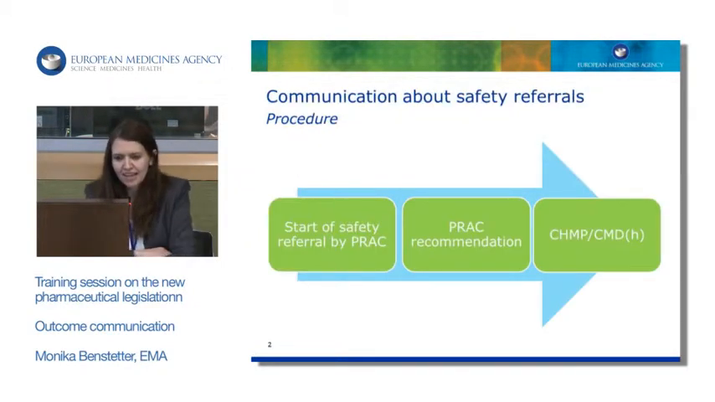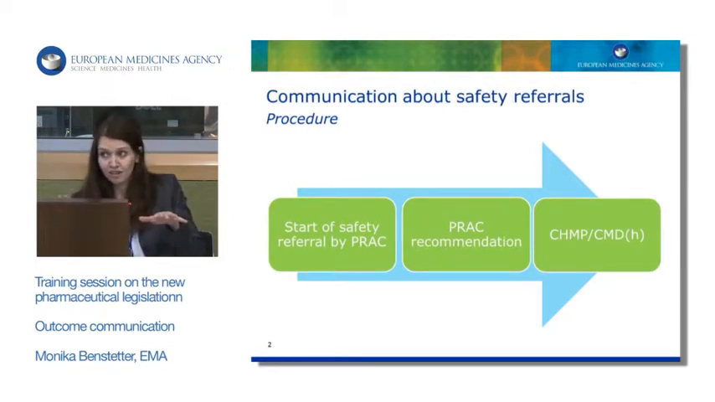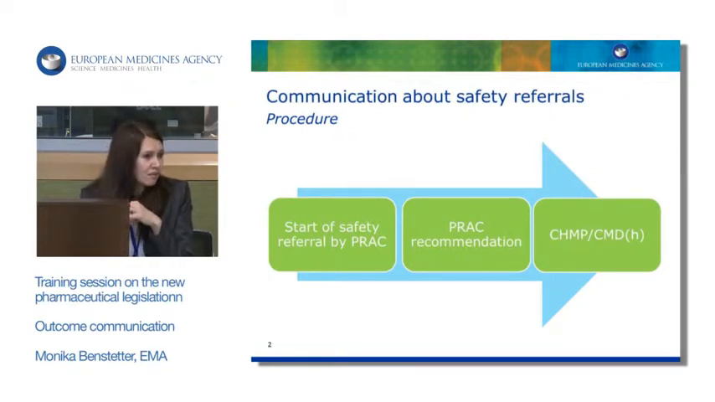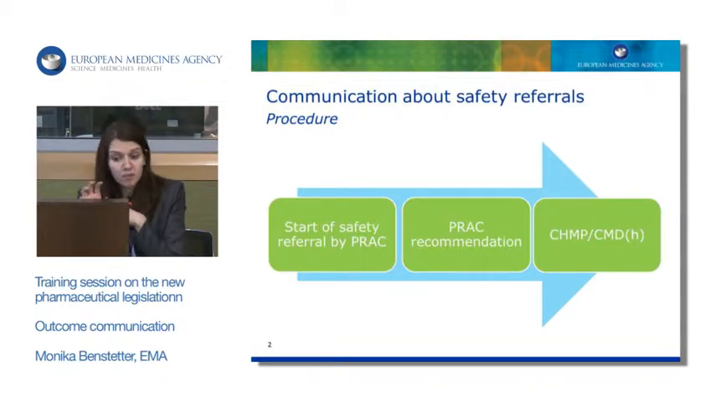So now, before I go into the actual details, when we talk about safety reviews, we have three distinctive steps in the whole procedure where we communicate. We communicate at the beginning, at the start of a safety review by the PRAC. We communicate at the point of the PRAC recommendation, that means when the PRAC has actually reached their conclusions. And then the PRAC's conclusions are not the final opinion yet. They go further, either to the CHMP for anything related to centrally authorized medicines, or the CMDh, the coordination body for the mutual recognition and decentralized procedure, for anything related to these products.